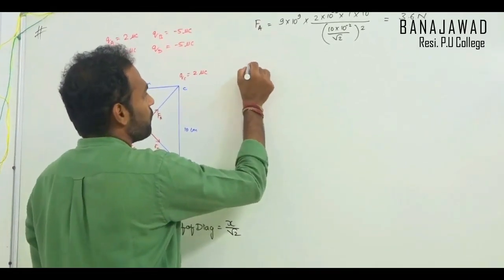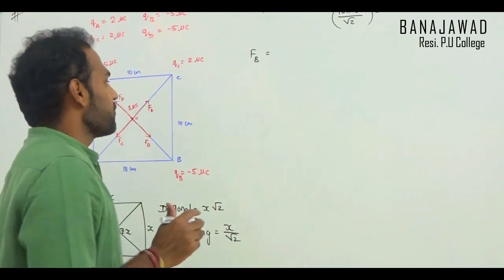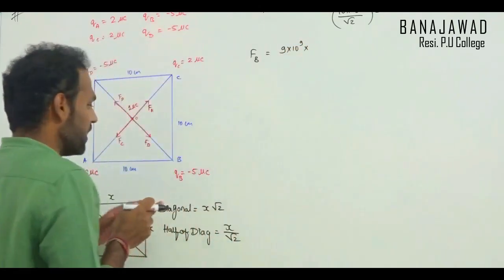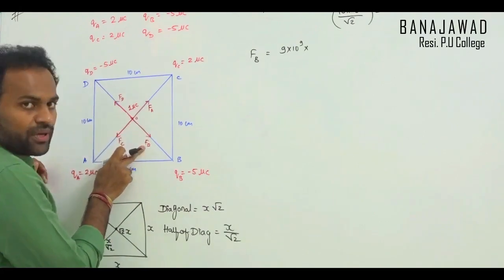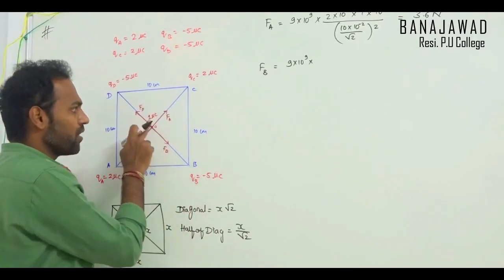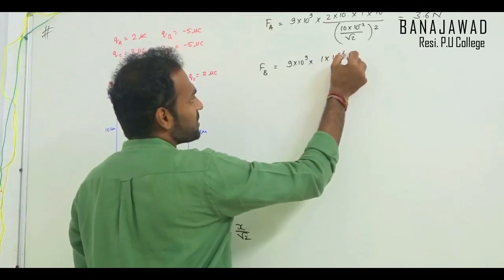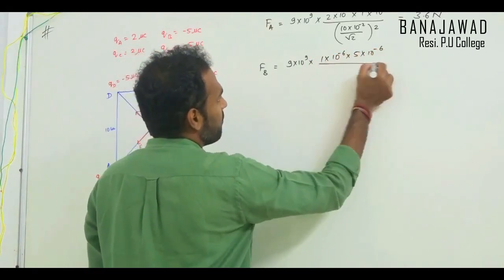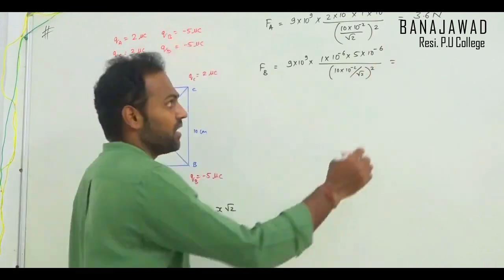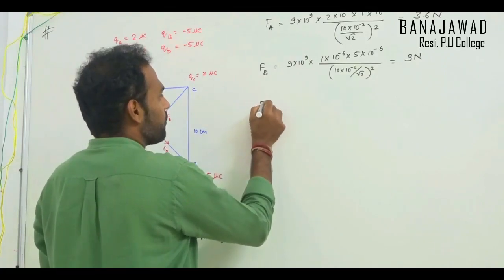Next, we'll go for the force FB. FB will also be equal to 9 into 10 raised to 9. And what are the Q1 and Q2 values now? FB means it is the force between 1 microcoulomb and minus 5 microcoulomb. So Q1 means 1 microcoulomb, Q2 means 5 microcoulomb. So it should be 1 into 10 to the power minus 6, 5 into 10 to the power minus 6 divided by, the distance will again be the same, 10 into 10 to the power minus 2 divided by root 2 whole square. It will be 9 Newton. Okay, simplifying this.